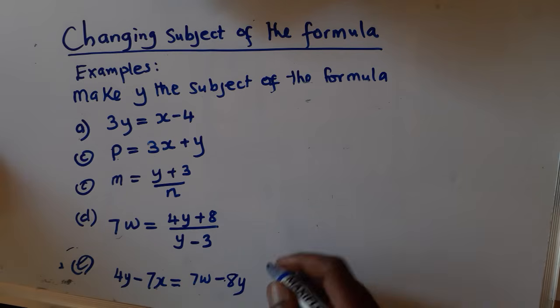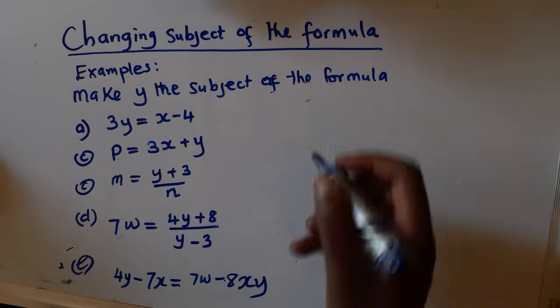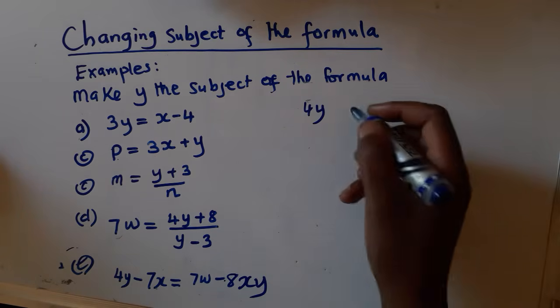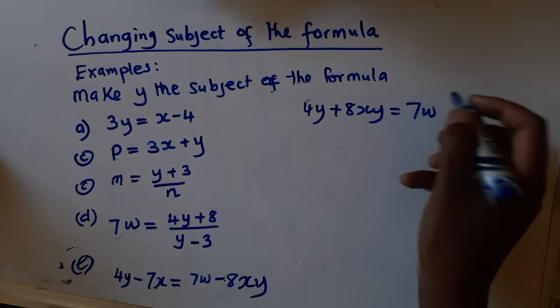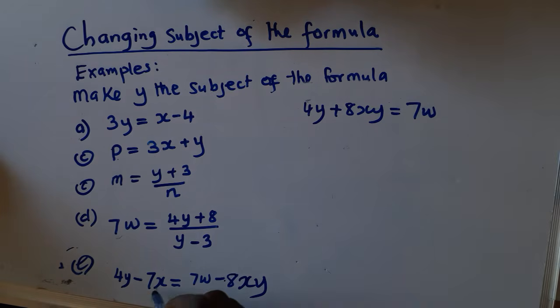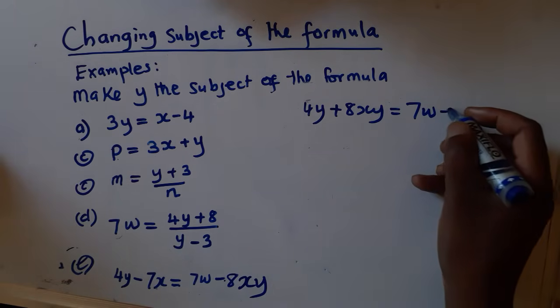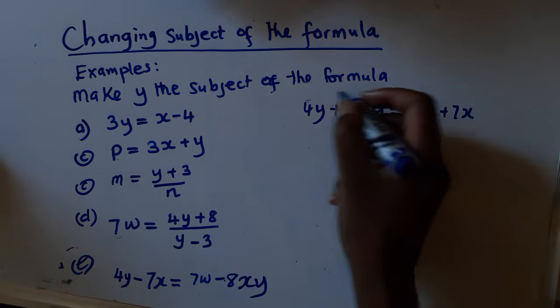In fact, maybe we should have it here as xy. That's when it will be a better thing. So you write it, don't forget, write it as xy. So in this case, you are still going to say 4y. Then this part that has got y must go the other side, so it will become a plus 8xy is equals to 7w. Now look at that. We need to get this part now that has an x here. So it will come the other side as a plus 7x. Are we there?